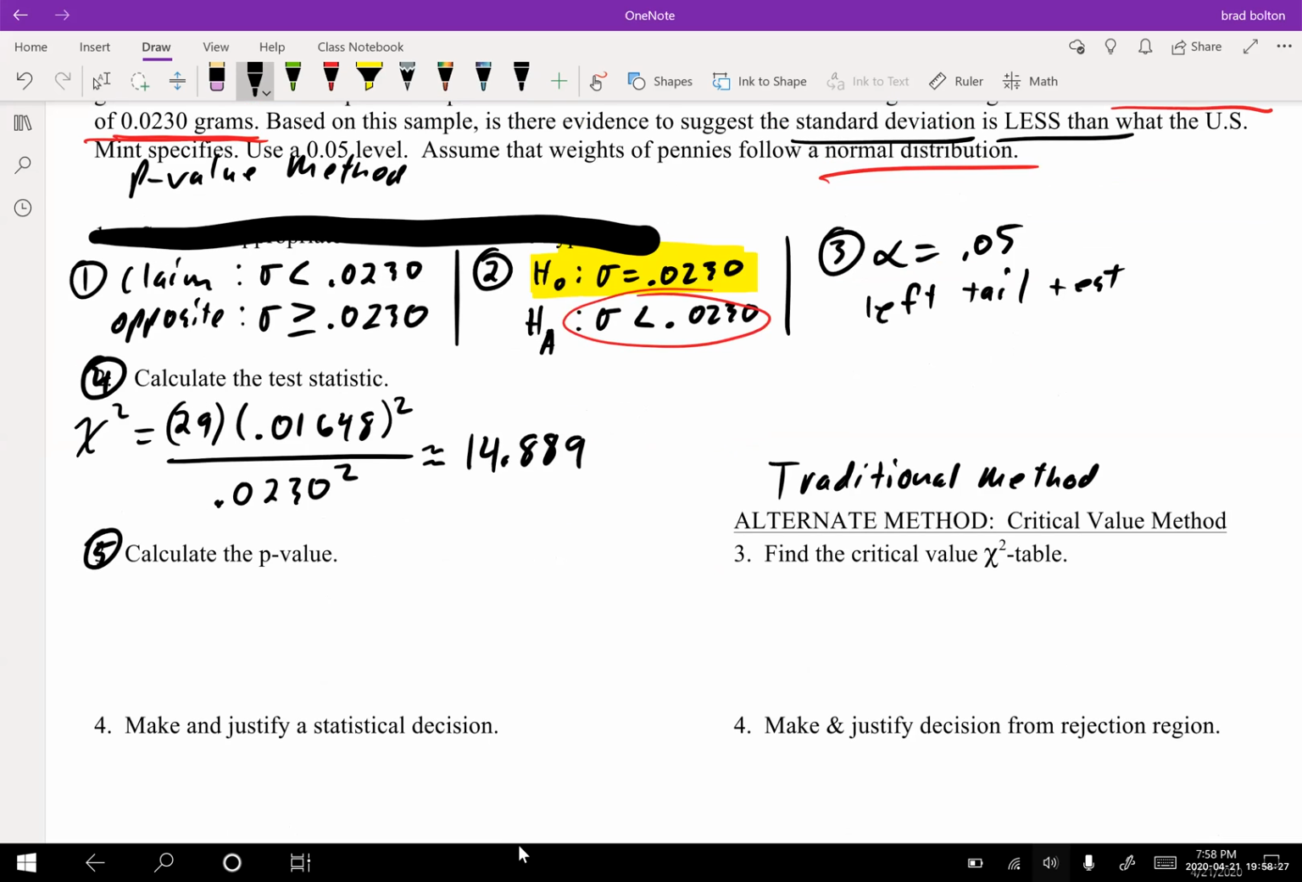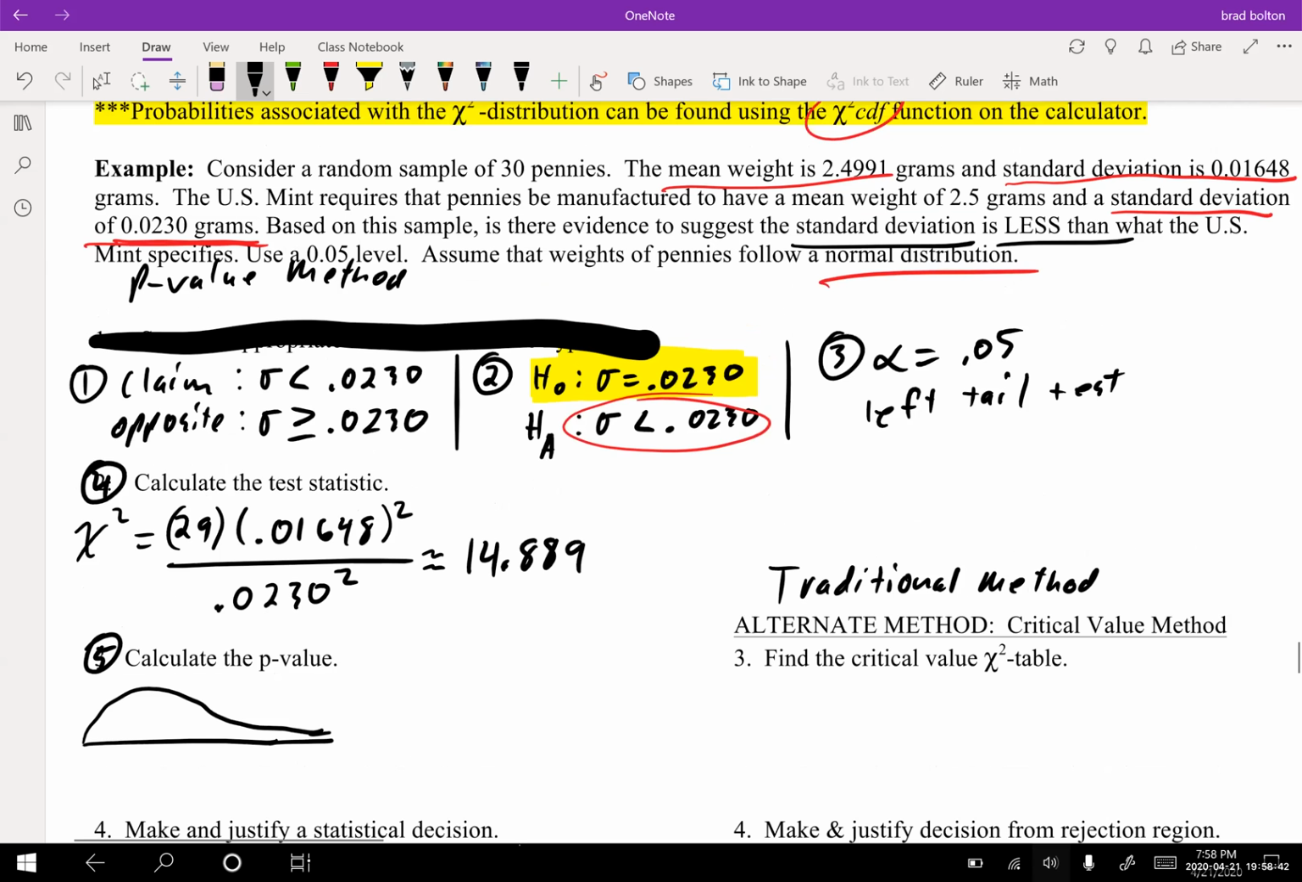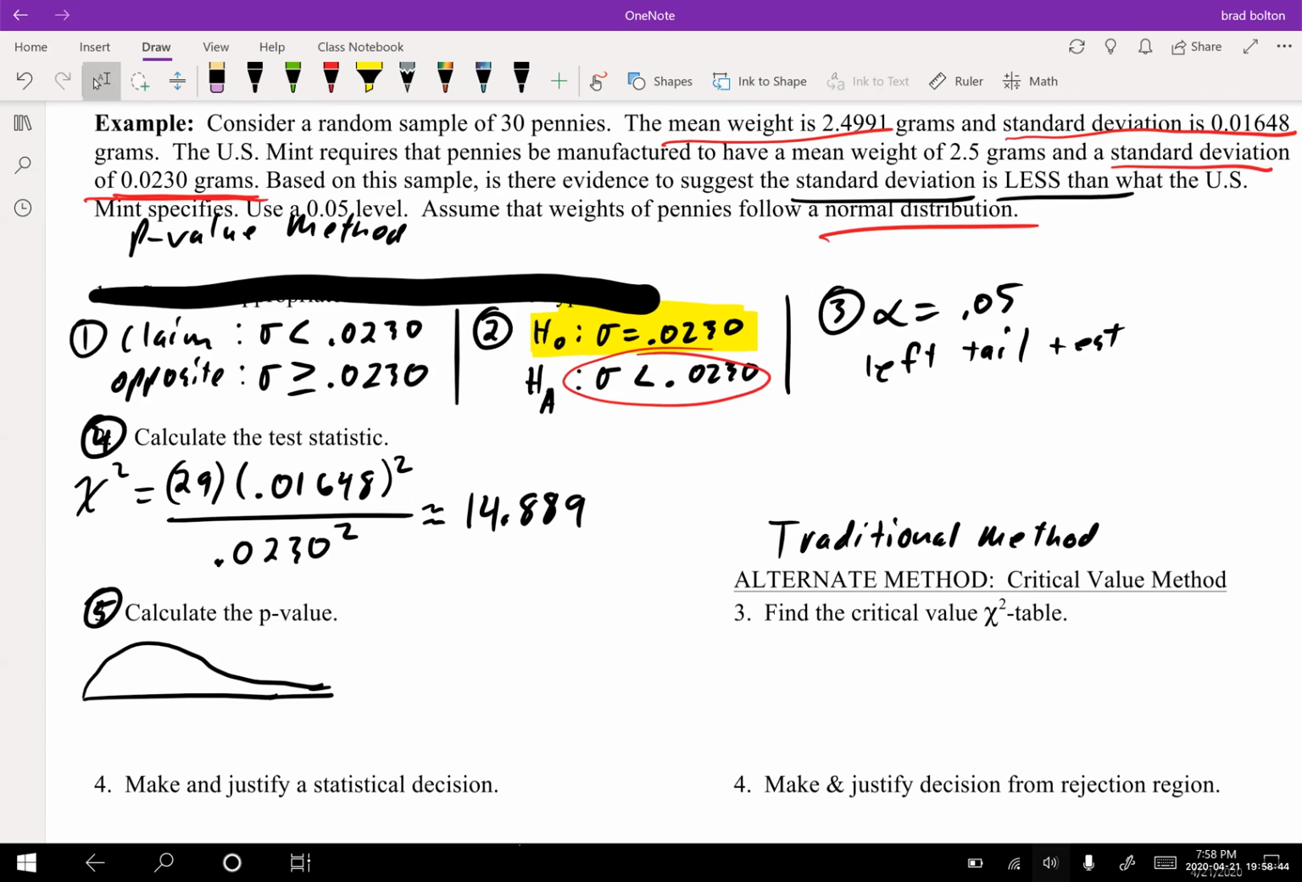We're going to calculate my p-value. So now remember, this is a different drawing. This is one of these guys. This is the chi-squared distribution. Okay, and we got 0 is the starting point, and we have 14.889. It is a left tail test, so I'm going to say it's over here more than likely somewhere. I don't know exactly. Okay, and this will be 14.889.